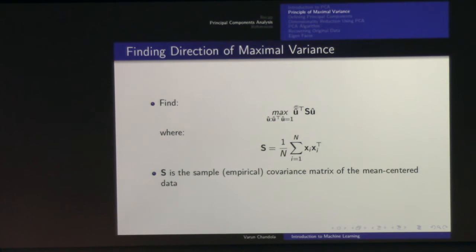There is only one constraint here, that the magnitude of U is 1. It's a unit vector. So it's not a direct minimization, it's a maximization, but it is a constrained maximization. You want to maximize this given this constraint, where S is just what you compute from the data.